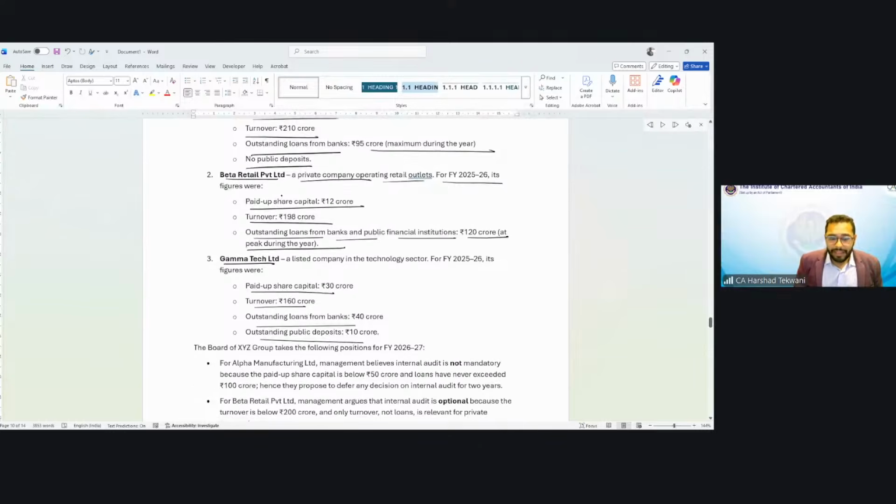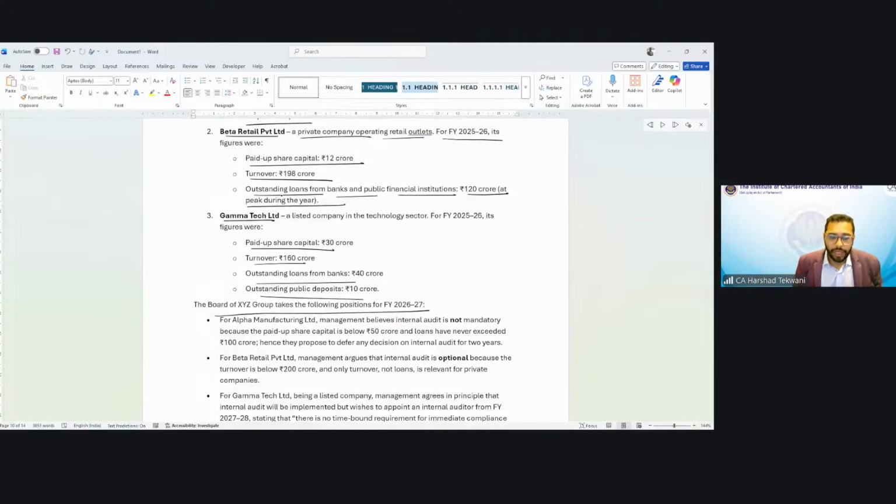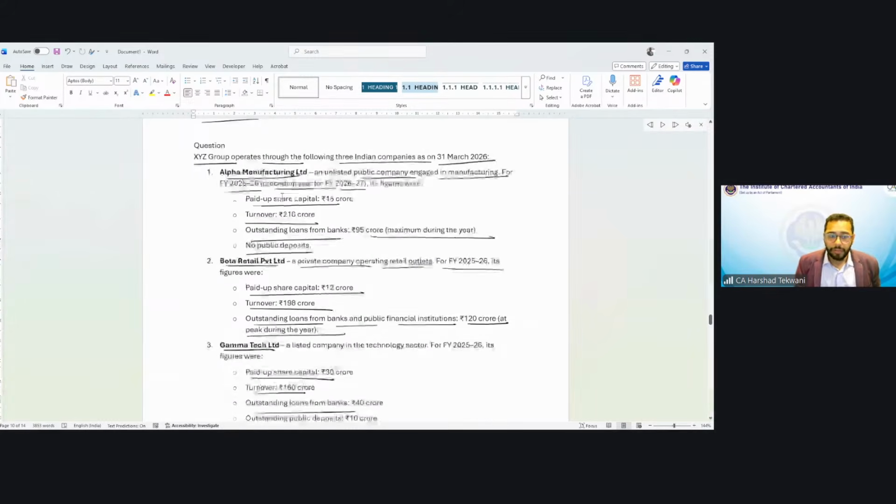Now, the board has taken the following positions for FY 26-27. First, for Alpha. Management believes internal audit is not mandatory because the paid up share capital is below 50 crores and loans have never exceeded 100 crores. Hence, they propose to defer any decision on the internal audit for 2 years. Let's go to Alpha, read the question, and then tell me what you think.